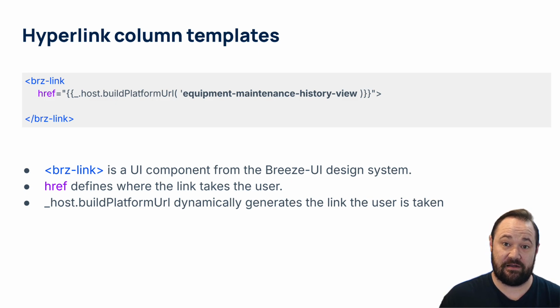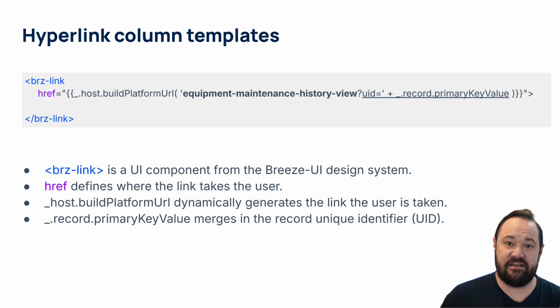But here's the key part. Just knowing the page name isn't enough. The system also needs to know which record to display. That's where the UID, or unique identifier, comes in. At the end of the URL, you'll see UID equals plus record.primaryKeyValue. This dynamically merges in the UID of each record in the list view. The primary key value function automatically pulls the correct UID for each row, so when a user clicks a link, they'll be taken to the right record detail page without us having to hardcode anything.